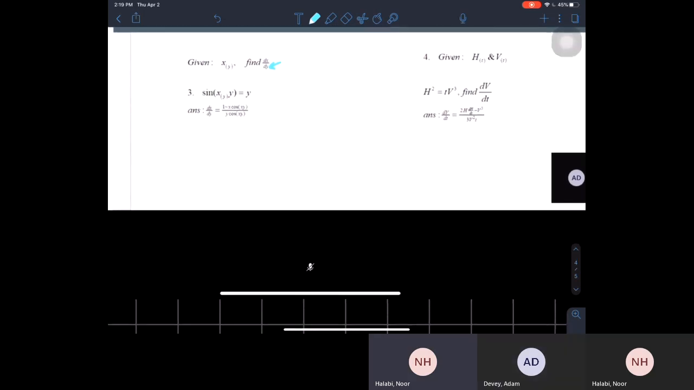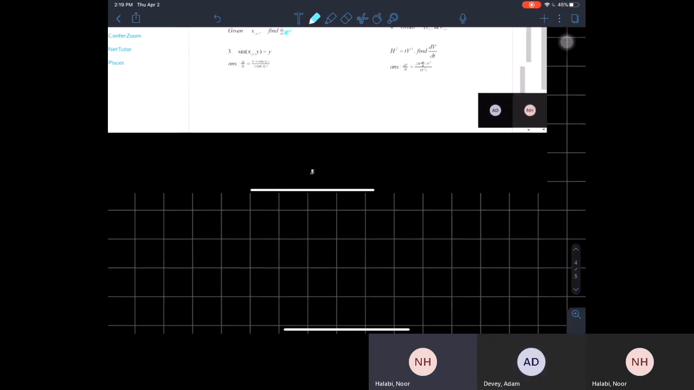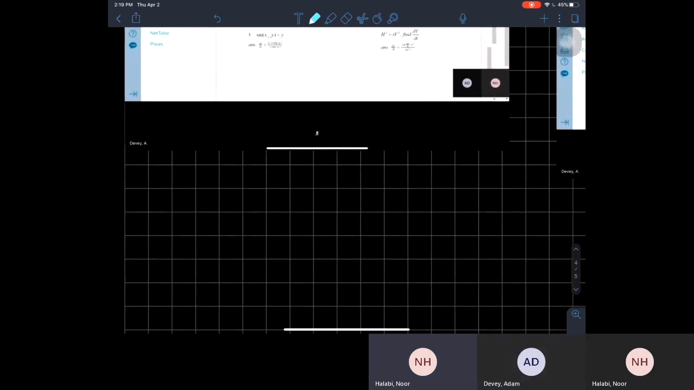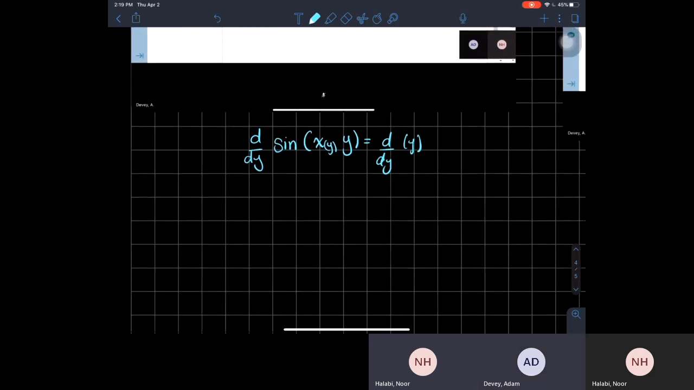So it says given x of y, find dx dy. Okay, so let's see. How are we gonna want to do this? So it says sine. What we could do is we could put brackets between sine and then y, and we'll do a second bracket where y is. So I can take the derivative of both sides, right? So this is d dy of this part, and then we'll do d dy of y, right?